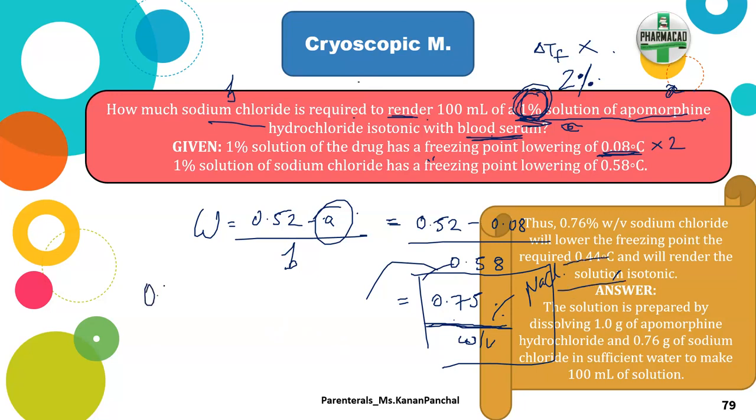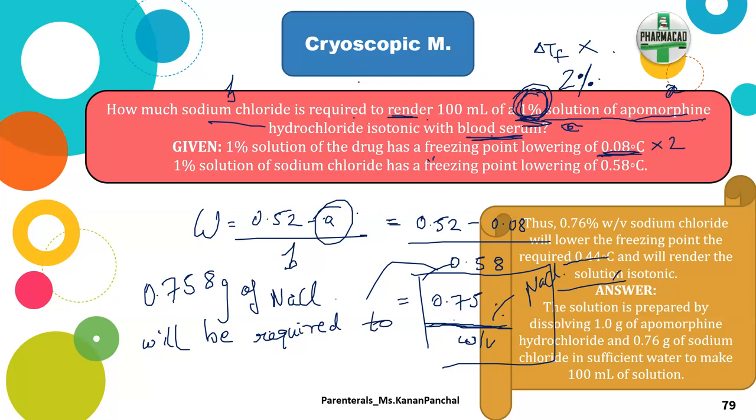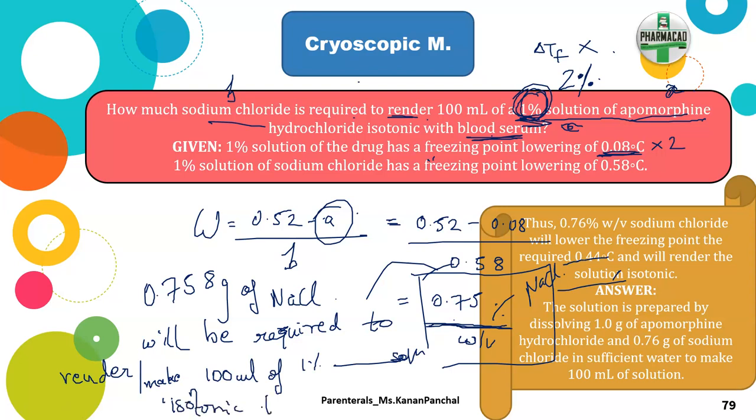So it will be 0.758 grams of NaCl will be required to render, or will be required to make 100 ml of 1% so and so solution isotonic to blood, or isotonic with blood serum.